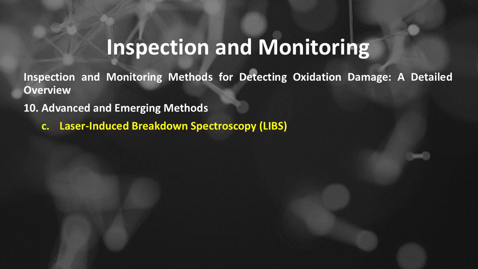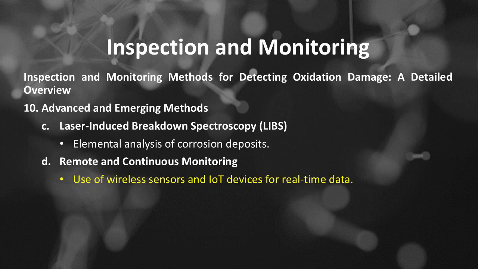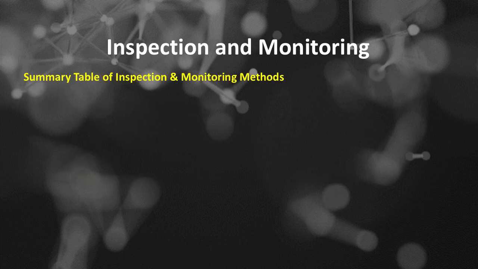Number C of advanced and emerging methods is laser-induced breakdown spectroscopy or LIBS. Elemental analysis of corrosion deposits. Number D of advanced and emerging methods is remote and continuous monitoring. Use of wireless sensors and IoT devices for real-time data. Summary table of oxidation damage mechanisms inspection and monitoring methods.